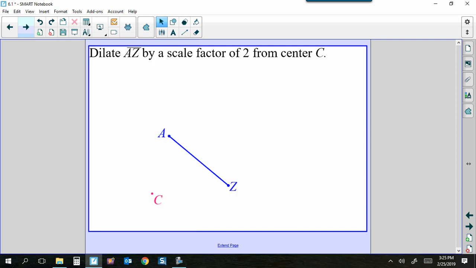All right, so hopefully you have your compass and straight edge. If not, pause the video and go get it. We are going to dilate this segment by a scale factor of 2 from center C. Looks hard, but it's way easy. Go grab your tools. Okay, so I did not even write out the steps because it is so easy. The first thing you are going to do, with your straight edge, is draw a line from C through A.